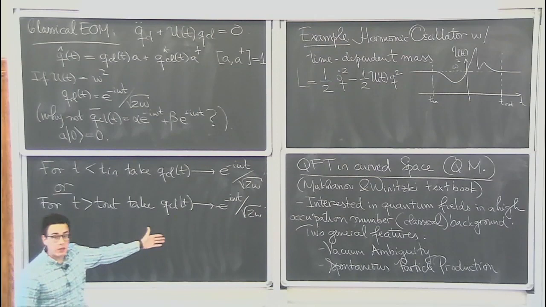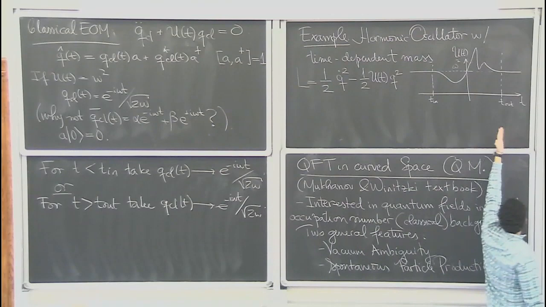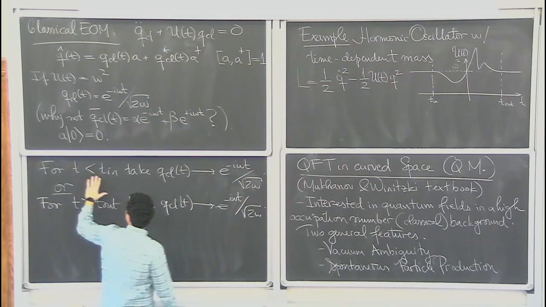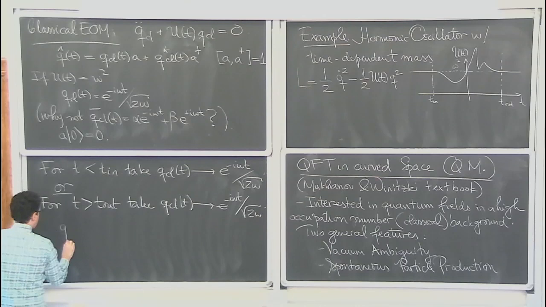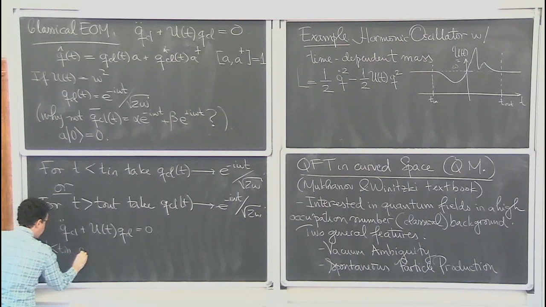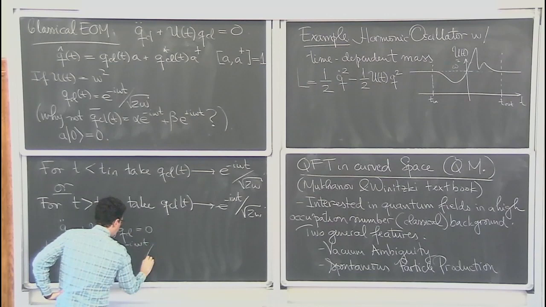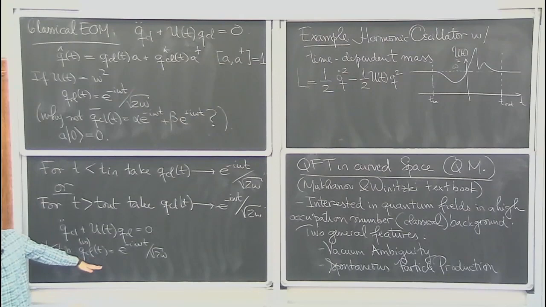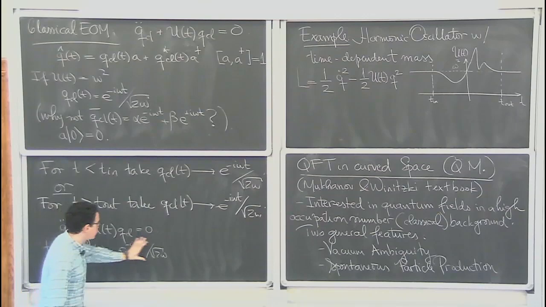So what one would call vacuum here at late times is different than what one would call vacuum at early times. Because if you try to solve this equation, so now you have to solve the equation q double dot classical plus u of t q classical equals 0. And then if you impose that for t less than t in, q classical equals this. Let me call this in. Then there's no reason why at late times you also, you don't have freedom anymore. Okay? You already picked one of the solutions and you even fixed the coefficient.